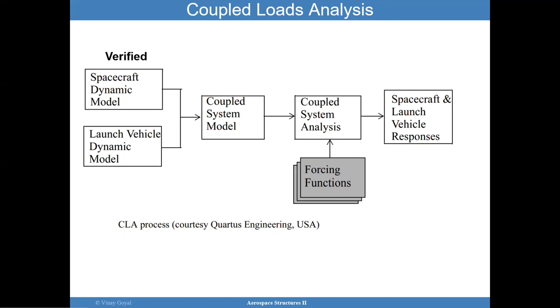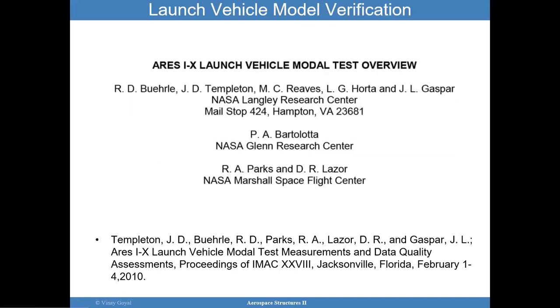Typically, you're looking to come up with the 99-90 loads, basically the envelope that tells you that 99% of the time you'll not exceed that load with 90% confidence. You're enveloped by that particular load with high confidence. That's our goal, to come up with those loads and make sure that our structures are safe based on those environments. I invite you now to pause the video again and download the paper called Aerospace 1X Launch Vehicle Model Test Overview. We also invite you to download a paper that talks about Aerospace 1X Launch Vehicle Model Test Measurements and Data Quality Assessments. These two papers are going to be helpful in our next conversations.